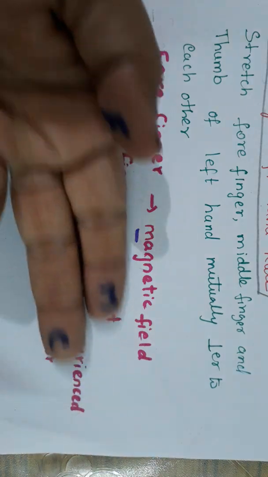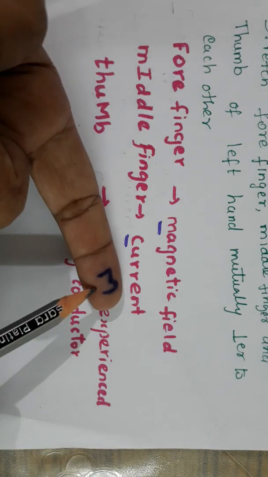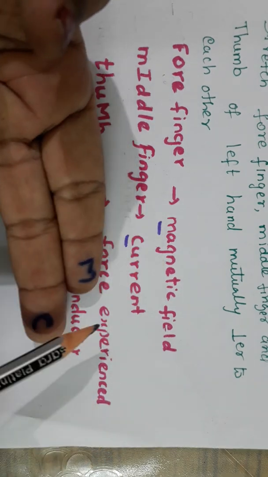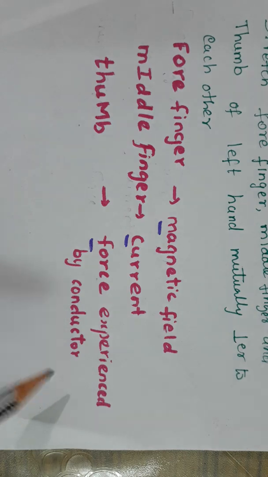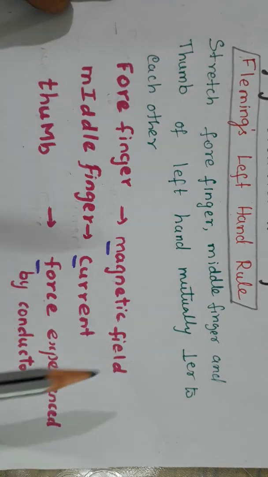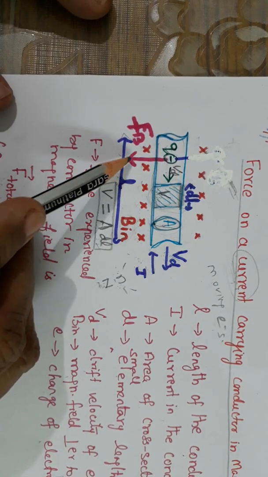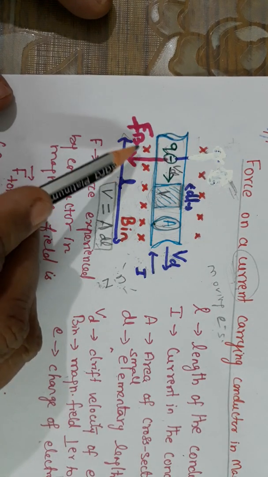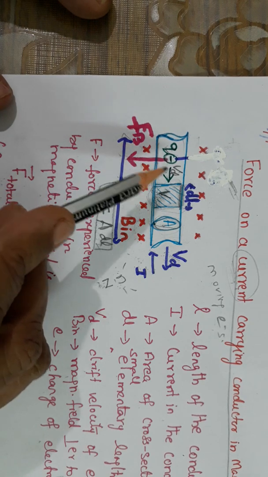Okay. So what does each finger represent? Forefinger represents magnetic field, middle finger represents current, and the thumb represents the force experienced by the conductor. Okay, children, if you apply this law to this diagram, you can see that the thumb will point vertically downward. So the force on the current carrying conductor will be in the downward direction.